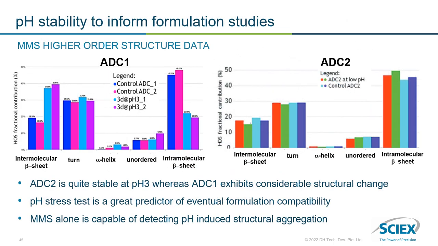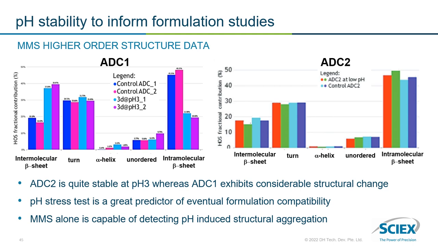This is another ADC study, ADC pH stress study, and it involves two different ADCs. ADC1 is on the left, and it is sensitive to the pH stress. You can again see there's a shift from the native intramolecular beta sheets to the non-native intermolecular beta sheets due to the pH stress. On the contrary, ADC2 is very acid stable, and there's essentially no change in the higher order structure due to the pH stress.